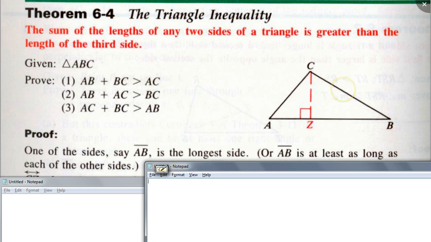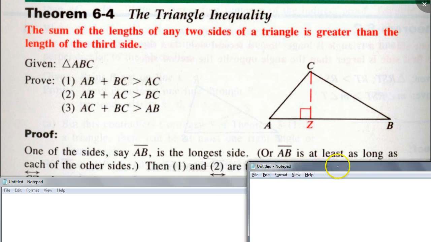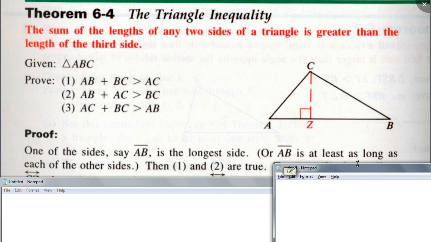Anyway, if we assume that AB is the longest side, or of course at least as long as the other two sides, then 1 and 2 are true, sort of obvious. Why are 1 and 2 obviously true? Tony? Because AB itself is longer than AC and BC. Yeah, AB is already longer than AC and BC because we said it's the longest side. Well, what if AB is the same length as AC? Yeah, you're adding BC and AC to AB. Therefore, 1 and 2 are obviously true. Is that okay? Does that make sense?